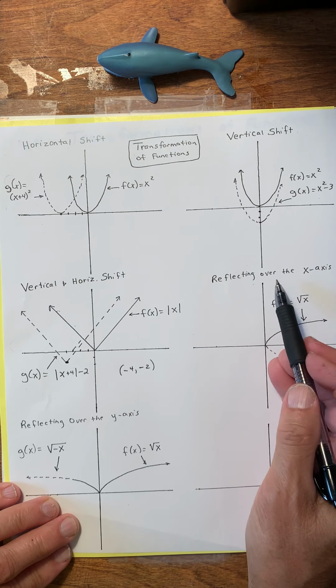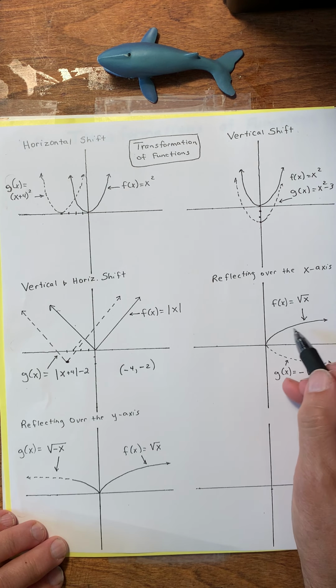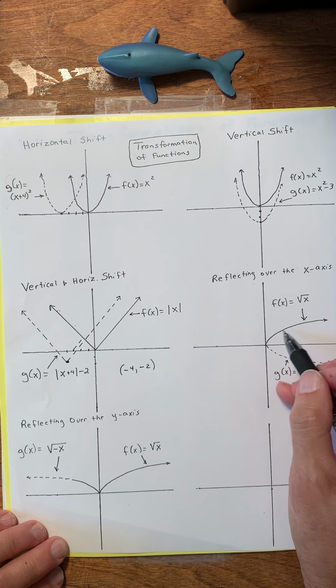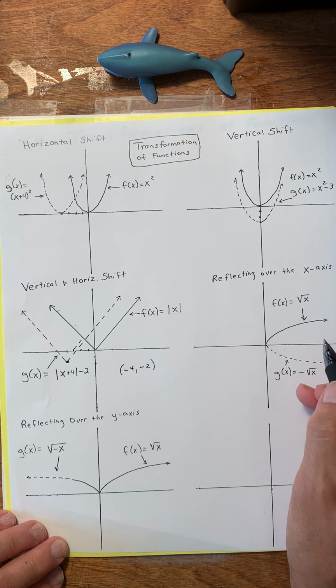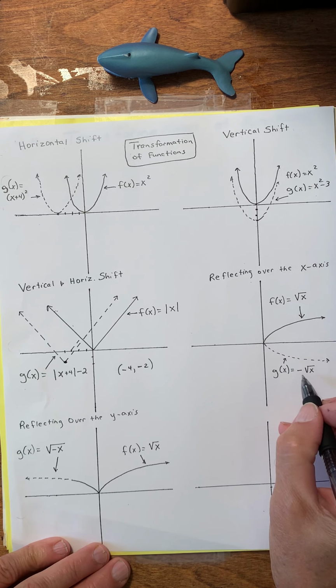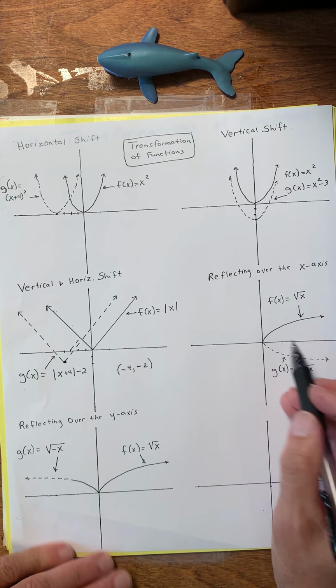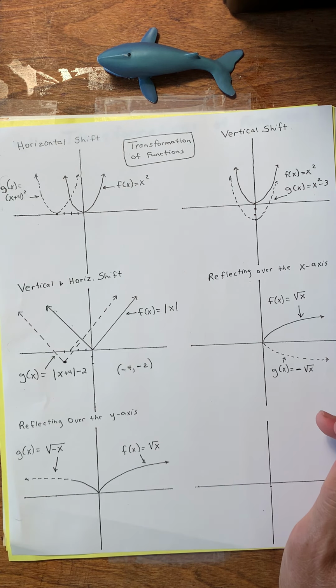What do I do to reflect something over the x-axis? Here's a familiar function, f of x equals the square root of x. If I wanted to flip it over the x-axis, I would simply put a negative in front of it. So a negative in front of the whole function flips it over the x-axis.